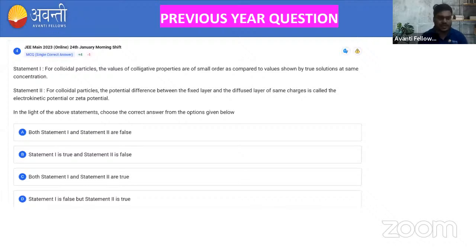Now, statement 1: for the colloidal particle, the values of colligative properties are of the smaller order as compared to values shown by the true solution at the same concentration. Statement 2: for the colloidal particle, the potential difference between the fixed layer and the diffuse layer of the same charges is called zeta potential. So you have to identify out of these two options which option is correct. Okay? फटाफट.